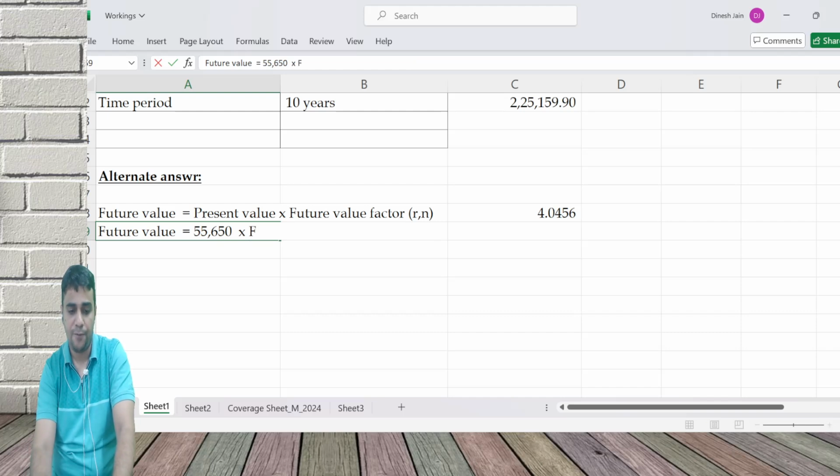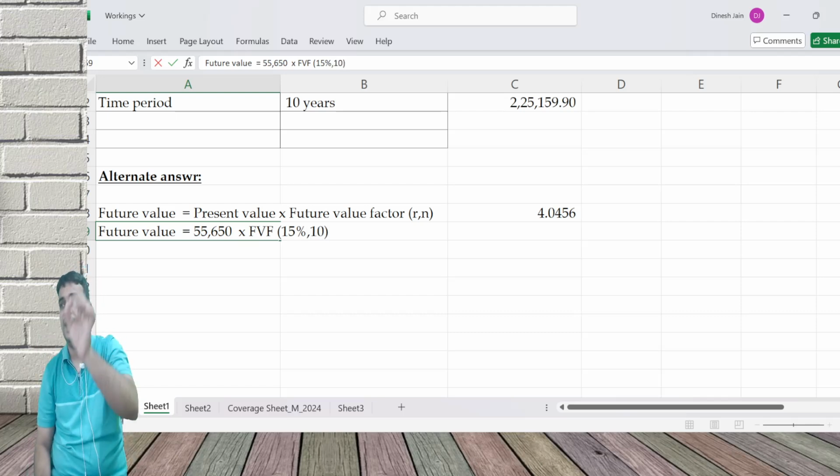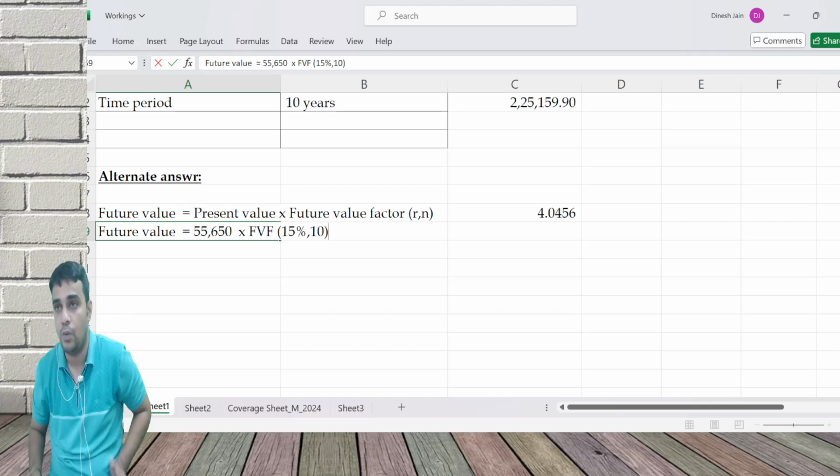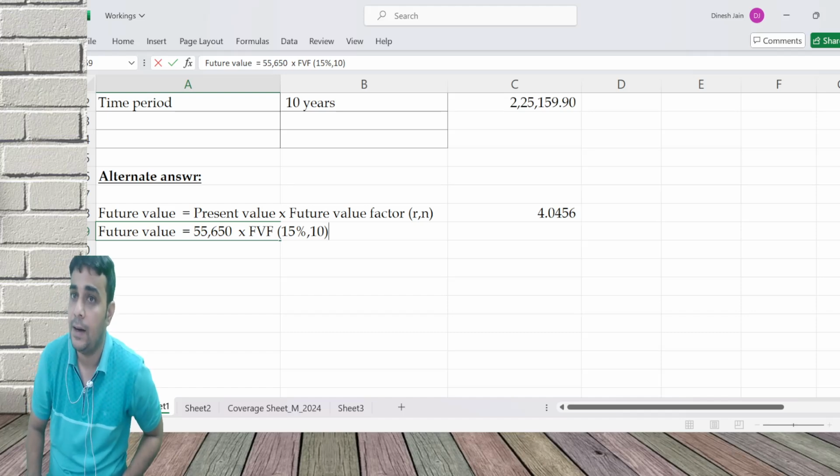Into FVF, future value factor. What is the rate of interest? Comma. A question may say FVF in bracket 15% comma 10, 10 comma 15. They may give multiple things. What I want is 15% comma 10.